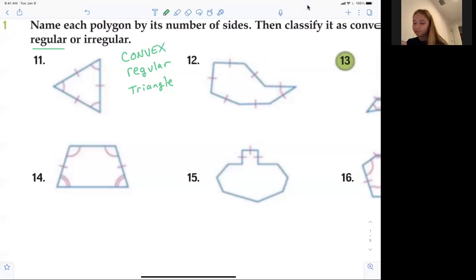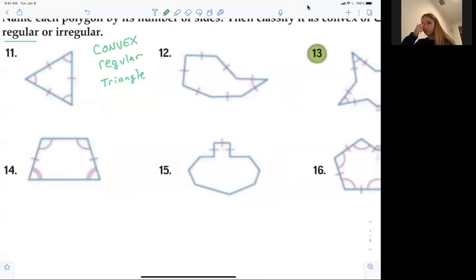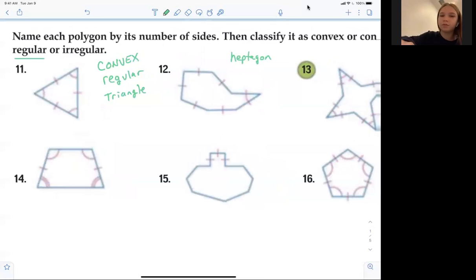All right. So now let's look at question number 12. First of all, how many sides does 12 have? Everybody agreeing it's 7 sides? So that's called a what? Heptagon. Now, is it convex or concave? It is definitely concave. Thank you very much.